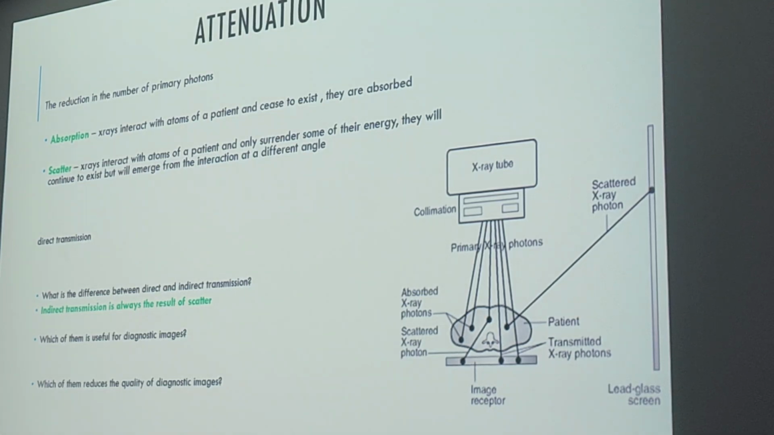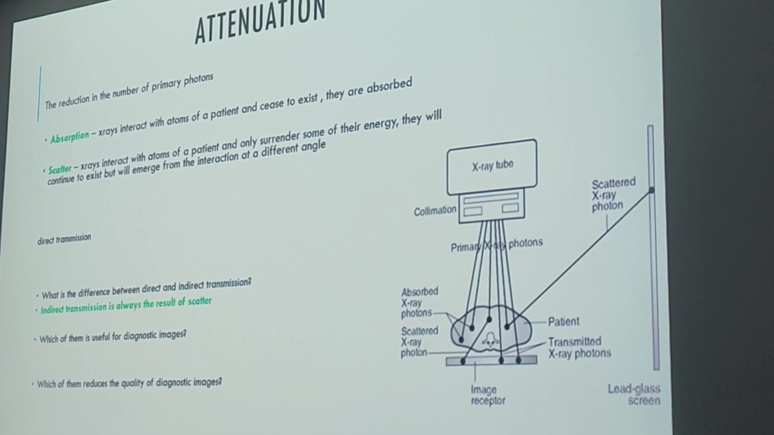Alright, what does attenuation mean? Absorption. Anything that is not transmitted. So attenuation can mean absorption in the patient, and it also can mean X-rays reducing in intensity and being scattered in another direction. With absorption, X-rays interact with the atoms of a patient and cease to exist. They're just absorbed. With scatter, X-rays interact with the atoms of the patient, lose some of their energy, and continue to keep going, but at a different angle, a different direction.